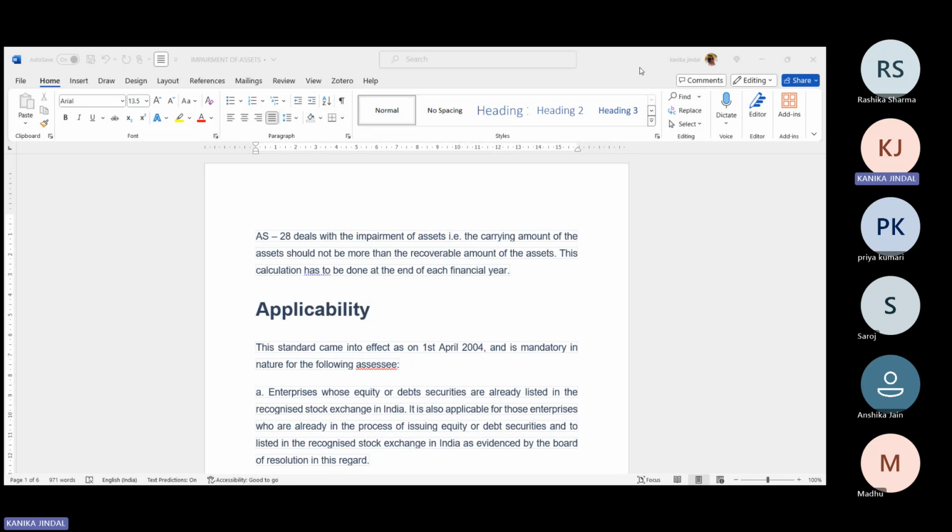So Accounting Standard 28, impairment of assets, deals with the guidelines related to the impairment of assets. That is, the carrying amount of the asset should not be more than the recoverable amount of the asset, and this calculation has to be done at the end of each financial year. Carrying amount is the amount at which it is shown in the balance sheet, and recoverable amount is the amount at which it can be sold in the market. Okay.